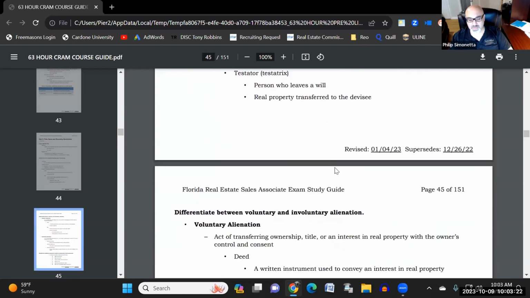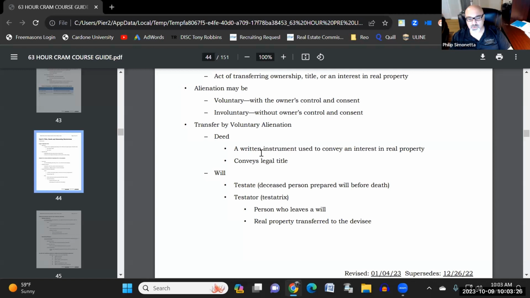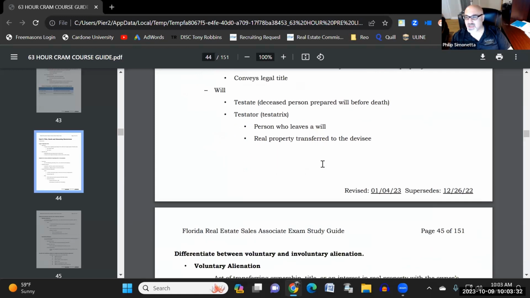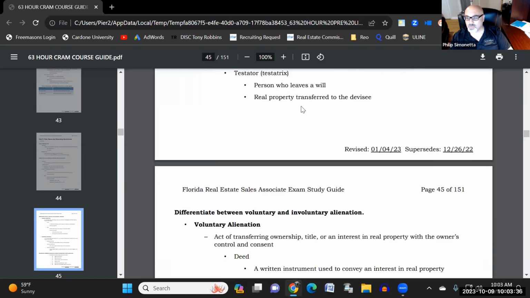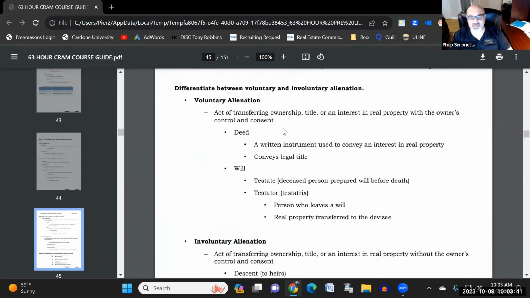Now, when it comes to involuntary, without the owner's control, that's something like a tax sale, foreclosure, things like that. That'll be involuntary. Now what we want to do next is differentiate between voluntary and involuntary alienation. You need to know these.